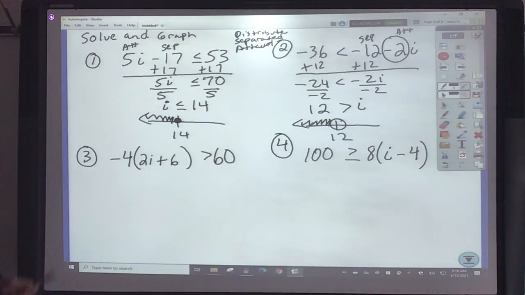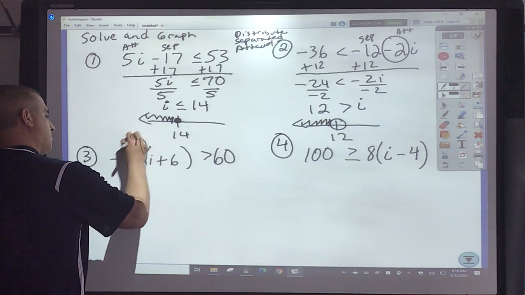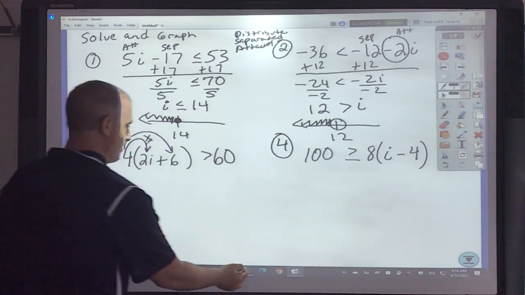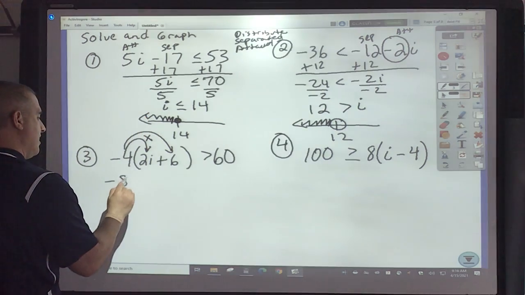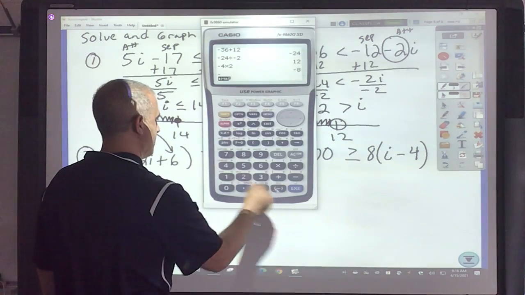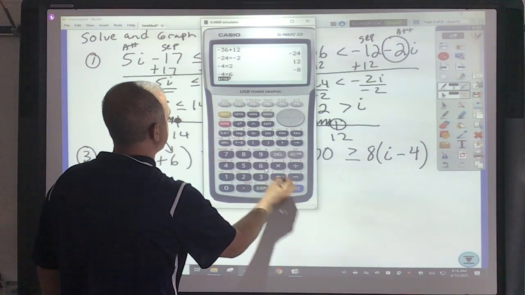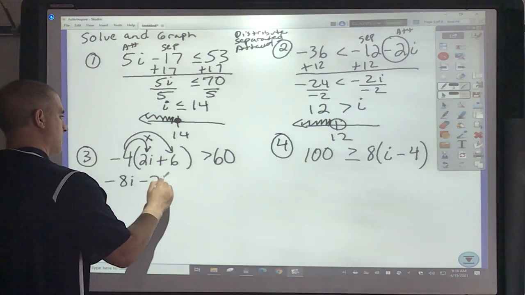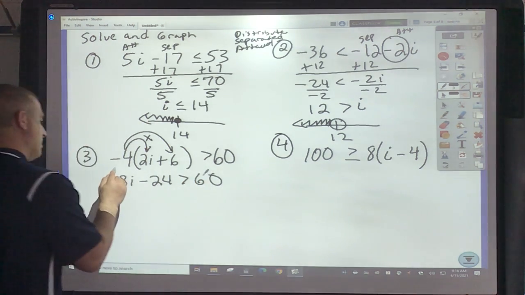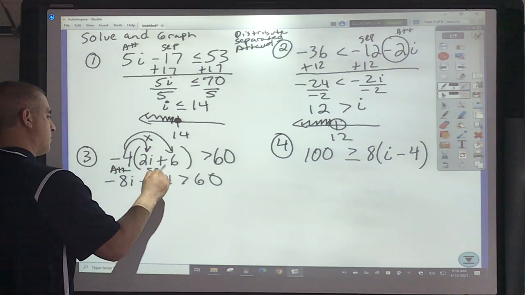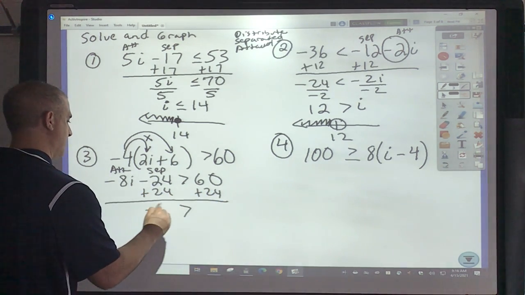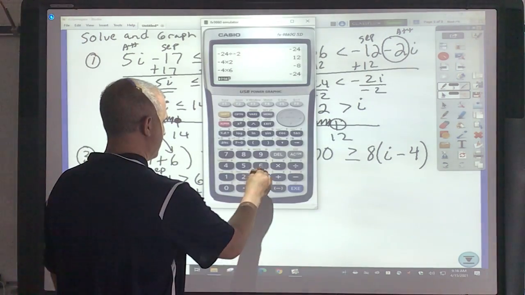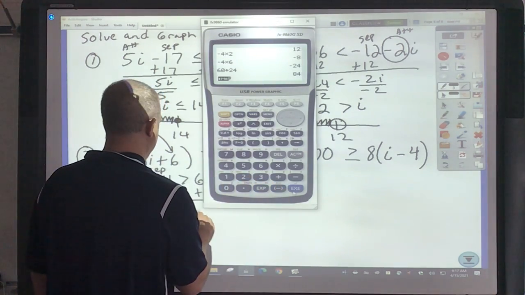Okay, now, these ones are ones you have to distribute. So I have to take this negative 4 and multiply. All right, so we're multiplying here. Okay, so negative 4 times 2 is negative 8i. Negative 4 times 6 is negative 24, greater than or equal to 60. So this is the attached, this is the separated. So I would add 24 and add 24. Okay, keep that negative 8i there. Okay, 60 plus 24 is 84.